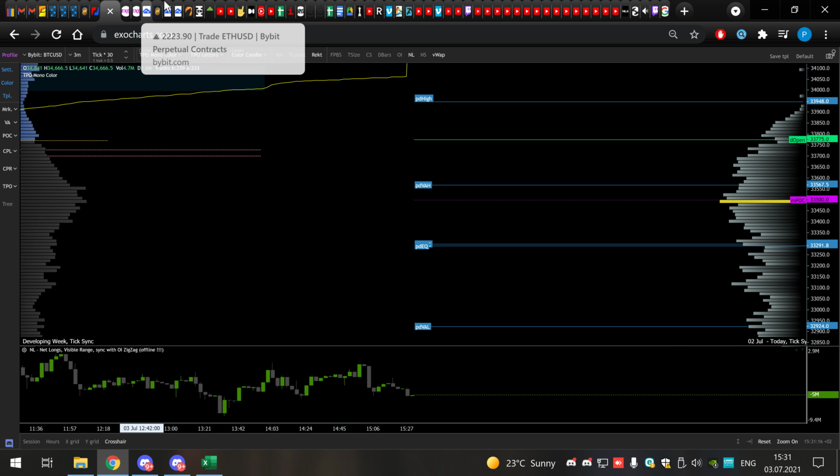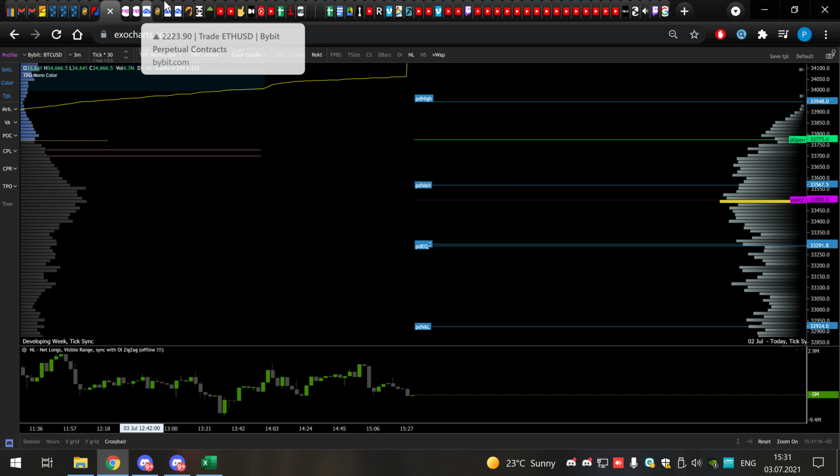Okay, and we can already map because it's over here. So here's the previous day equilibrium 33,291. And very close to the level is previous day point of control 33,300. This is the previous day, so here 33,300. Very good.